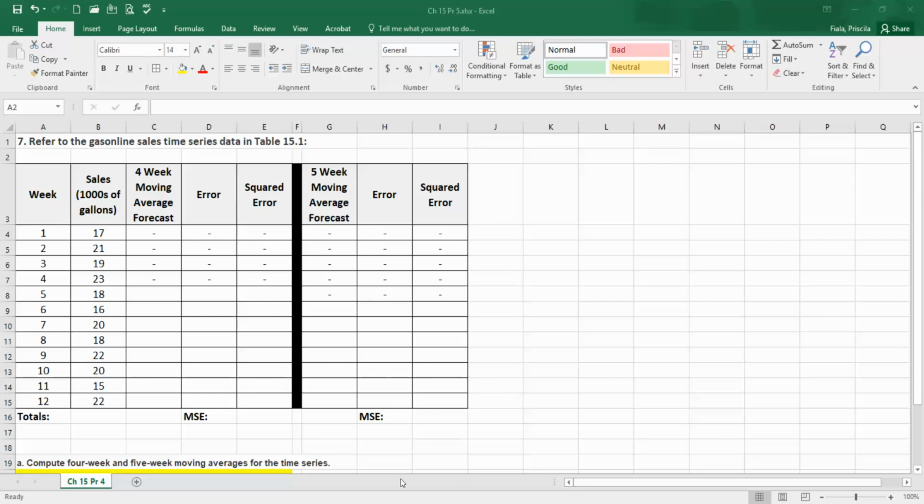Hello class, I'm here to talk about problem 7. Actually, this is 7. The other one was 5, not 4. Sorry about that. And I'm gonna rename this too. I'm just using the same template to save time.